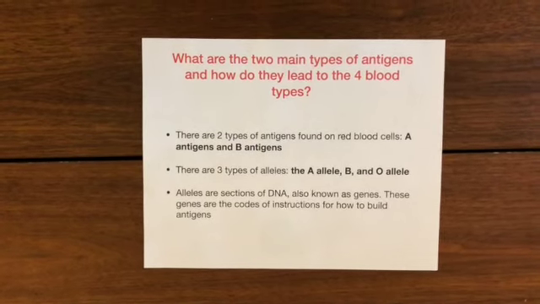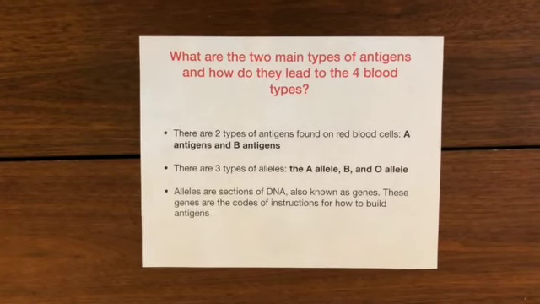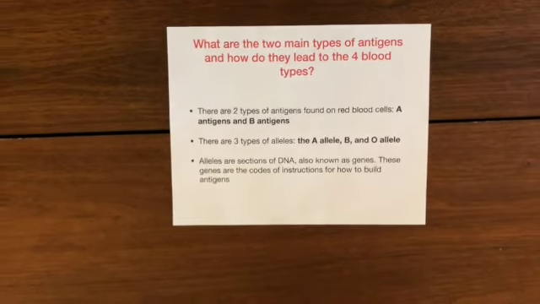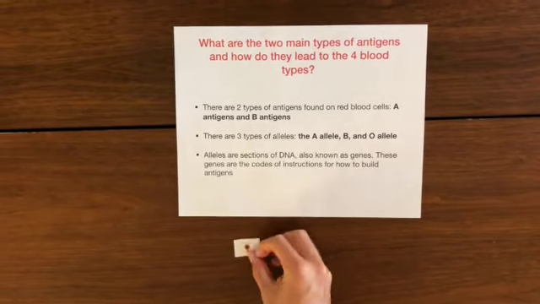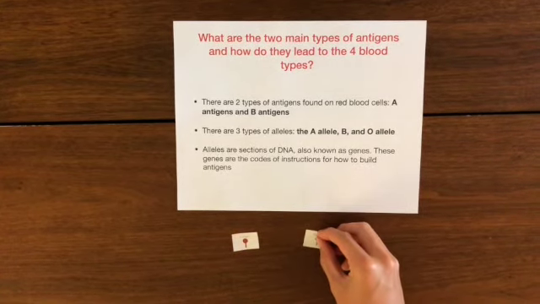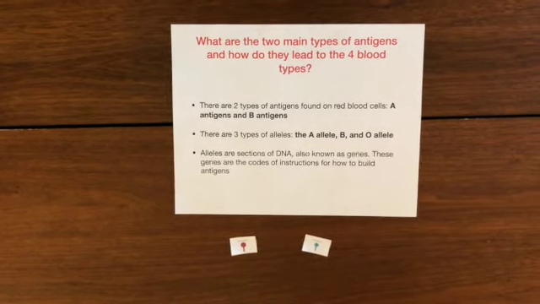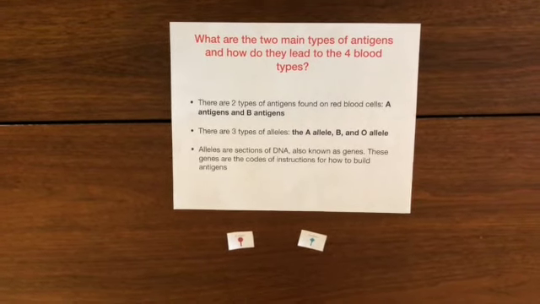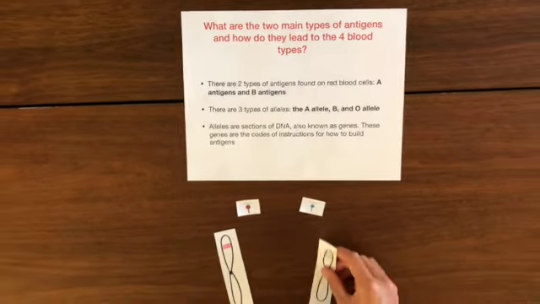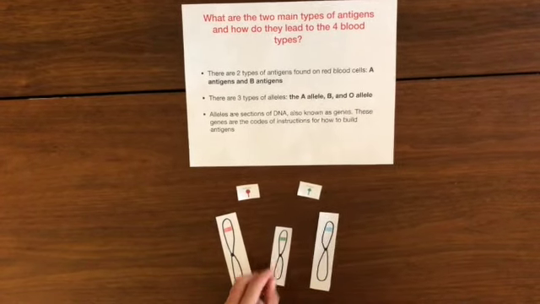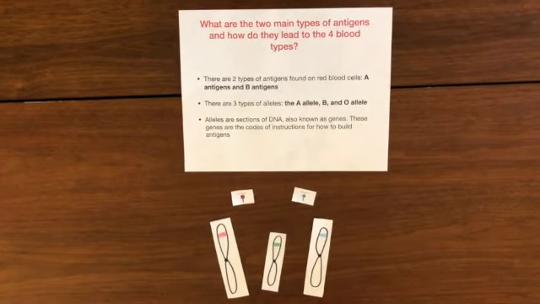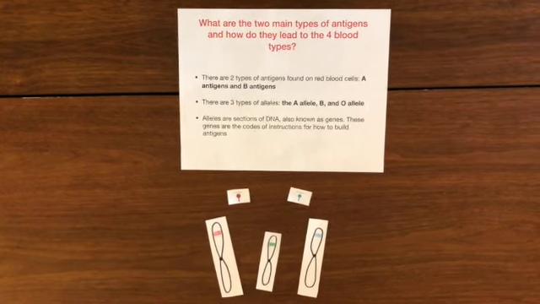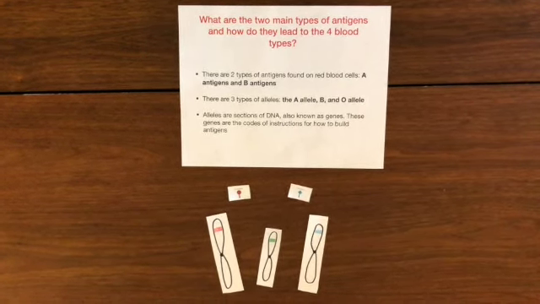What are the two main types of antigens, and how did it lead to the 4 different blood types? So there's 2 types of antigens. One is the A antigen, and the other is the B antigen. And these are coded by your alleles. And the different alleles that there are is that there's an A allele, a B allele, and an O allele. Now, alleles are sections of DNA, also known as genes. These genes are the codes of instructions for how to build antigens.